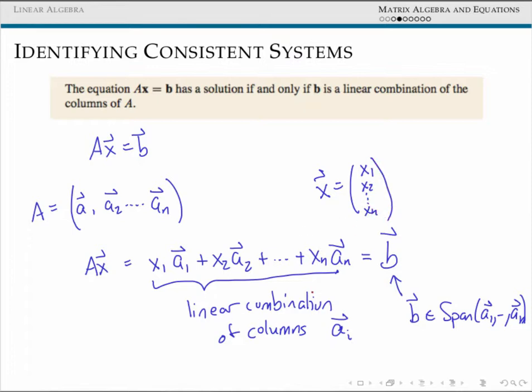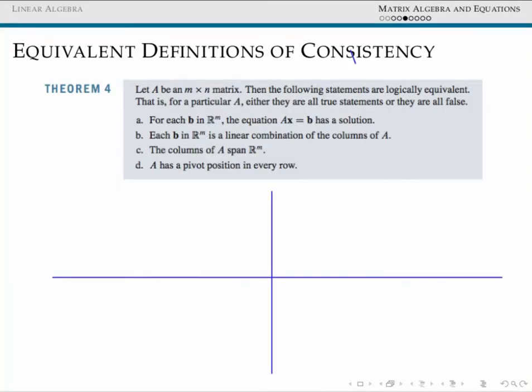And we'll come back to, relatively soon, how we can go about identifying whether or not a vector b is inside the span of vectors a1 through an, and this will be very similar to the procedure we use to identify whether or not a given system is consistent using the row echelon form of the matrix. Let's look at 4 equivalent ways that we can determine whether a matrix A always determines a consistent system no matter what vector b we pick.